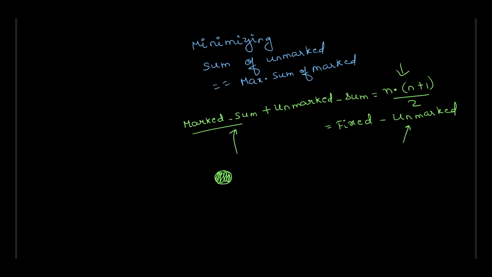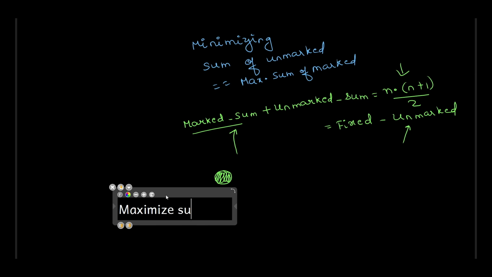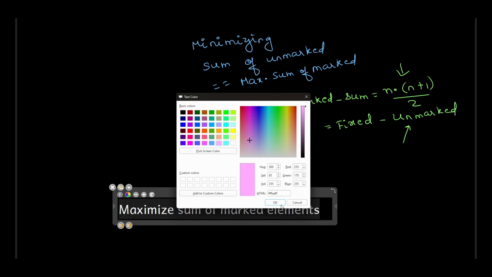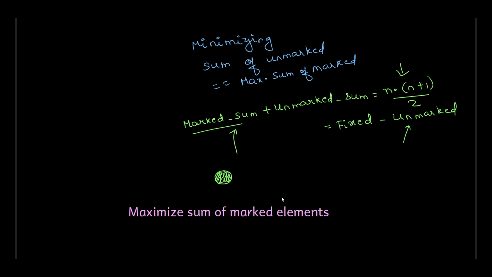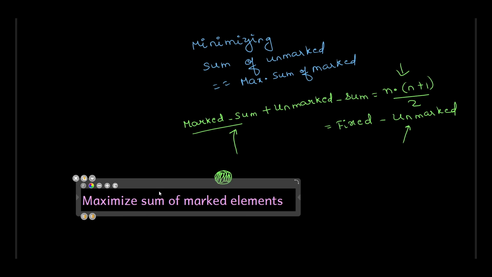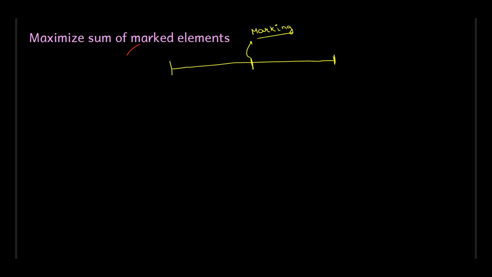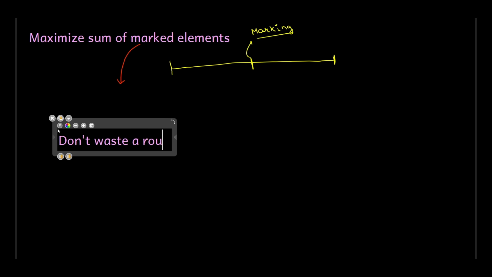So you have this array, and in the ith round, suppose this is the index that you are marking. Remember, our goal is to maximize. In fact, let me write that down explicitly: maximize sum of marked elements. Always start with a greedy idea in these kinds of problems. It might turn out to be incorrect, but at least it will tell you why it is incorrect. So if you want to maximize the sum of marked elements, you would not want to waste around. Let me just type it out. Don't waste around. What do I mean by that?